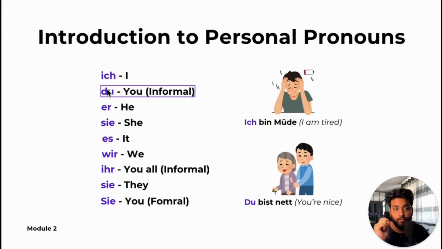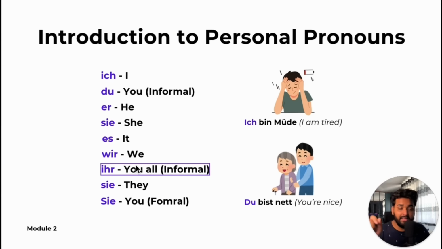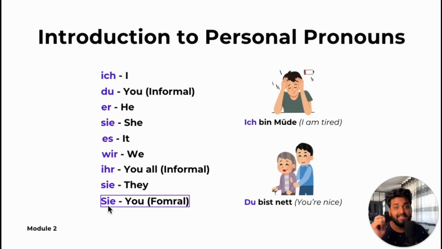Ich, du, er, sie, es, wir, ihr, sie, Sie. For I, you say ich. For you, informally, you say du. For he, you say er. For she, you say sie. For it, you say es. For we, you say wir. For you all, informal, ihr. For they, sie. For you, formally, also Sie, but with a capital letter.